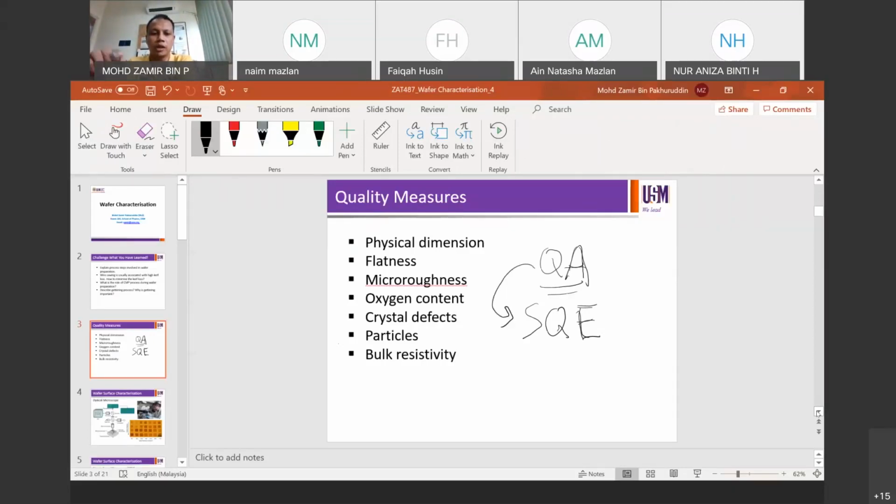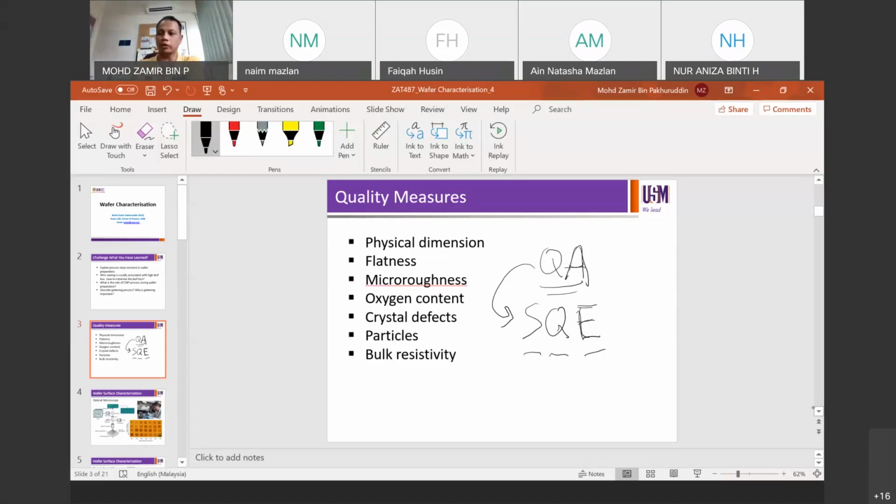So dalam QA tu dia ada SQE. SQE is called Supplier Quality Engineering. Dalam group tu lah, it's called one group SQE. Supplier Quality Engineering. So when I talk about suppliers, this covers wafers, chemicals, gases, apa saja yang perlu disupply oleh supplier to our wafer fab before we can actually run the processes associated with these chemicals, gases, wafers. So it's done by SQE or supplier quality engineers. Okay, so salah satu incoming materials yang wafer fab has to look at is the quality of the wafers.